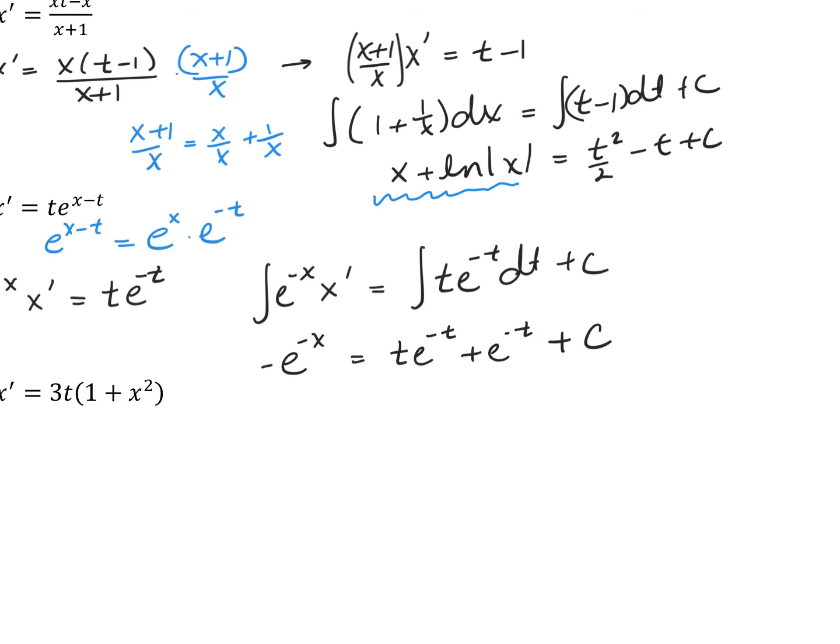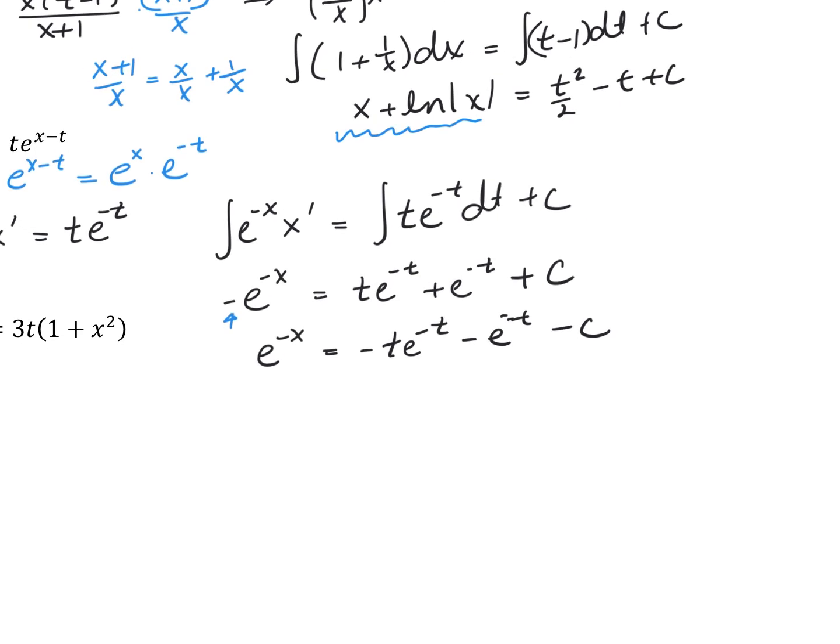And for this one, I can take the natural log of both sides, which means I actually can solve this explicitly. So before I take the natural log of both sides, I'm going to multiply everything by a negative 1 so that I can make this a positive e raised to the negative x. So I have e raised to the negative x is equal to t e raised to the negative t plus e raised to the negative t minus c. But that's still just a plus c, by the way. Now I'm going to take the natural log of both sides.